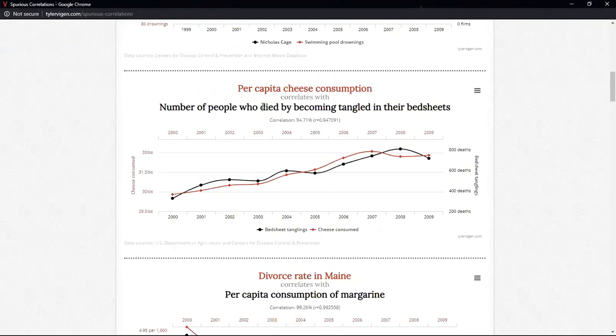First of all, I bet you're really surprised at how many people die by becoming tangled in their death sheets. Tangled in their death sheets. Oh my, that sounds terrible. Please don't sleep in death sheets. There's your problem. Tangled in their bed sheets.